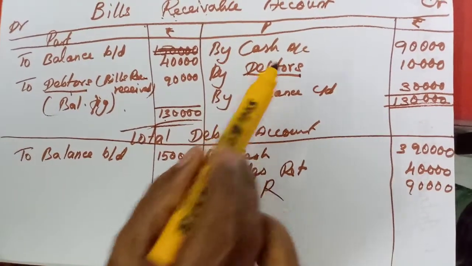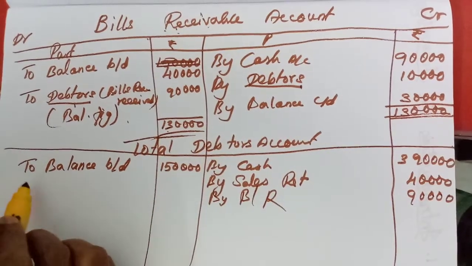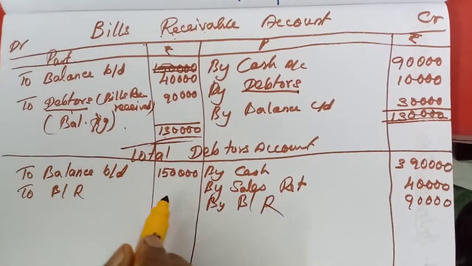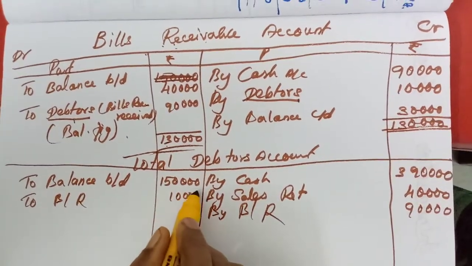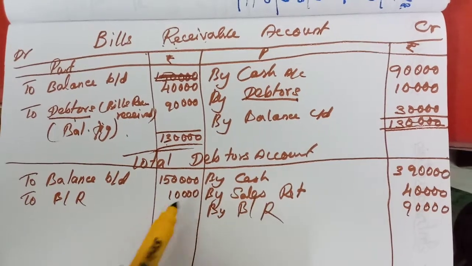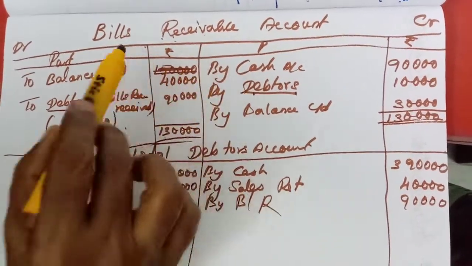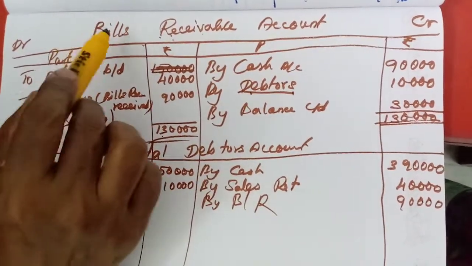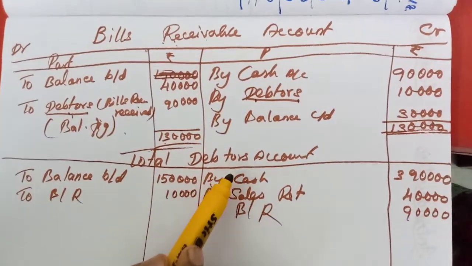Here what is the entry? Debtors account debtor to bills receivable. So to bills receivable. What is the amount? 10,000. So these two items we have to get from this bills receivable account. That's why I told you, when they ask for these two accounts, first you have to prepare the bills receivable account, then the debtors account.